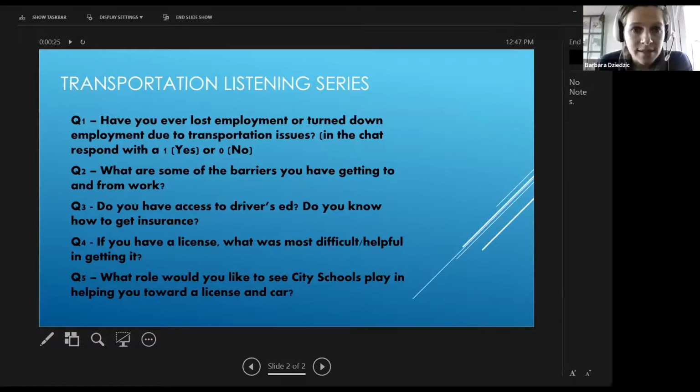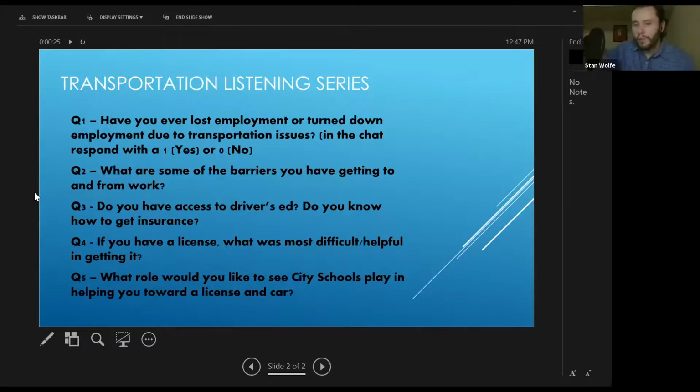So we're starting to see some students respond with either a 1 or a 0. I am seeing some 1s there, that transportation has been a barrier for students. Some 0s too, so maybe we're at about 50-50 for that. So half of the students have experienced that challenge and half have not. And if anyone wants to go ahead and share quickly some of the barriers they've seen.